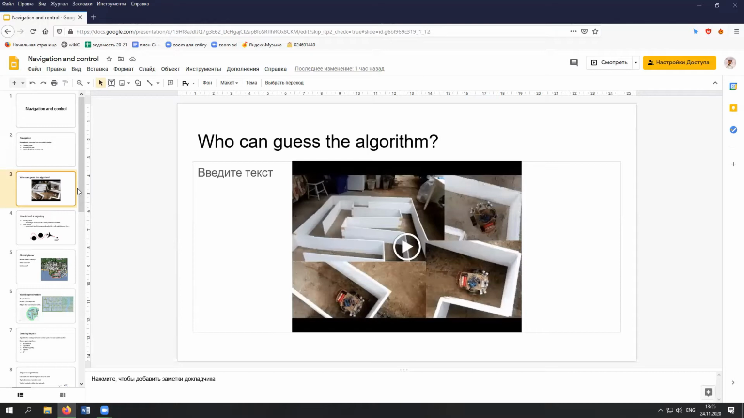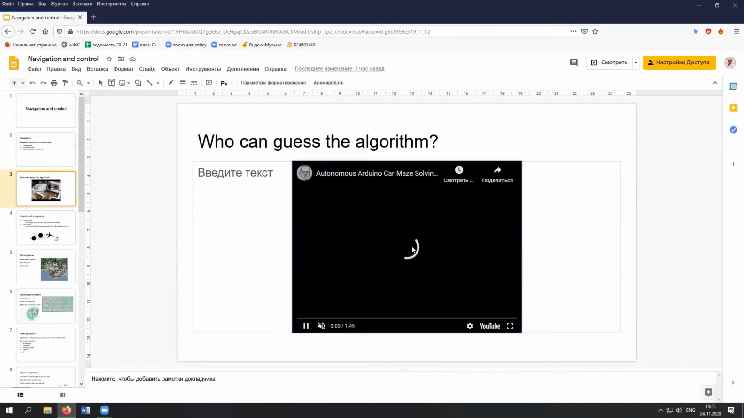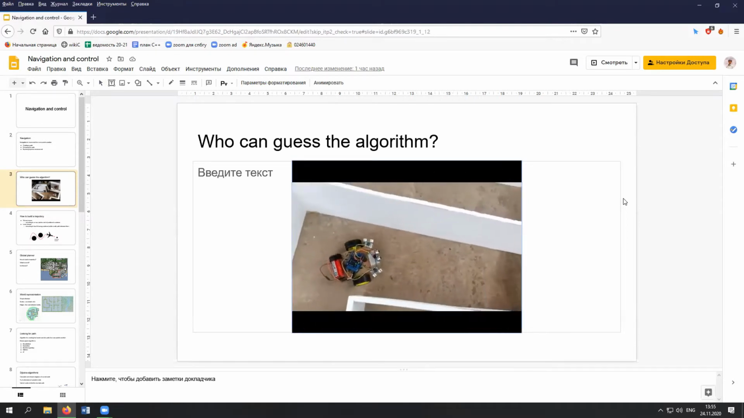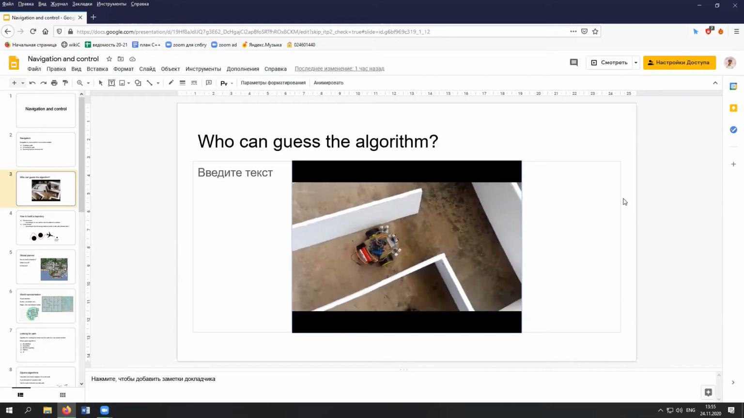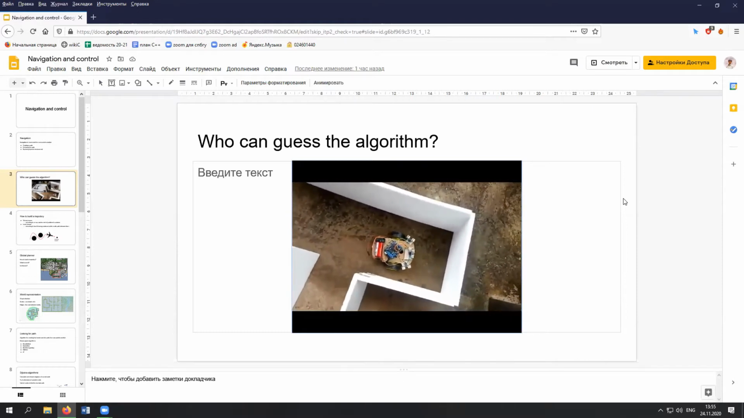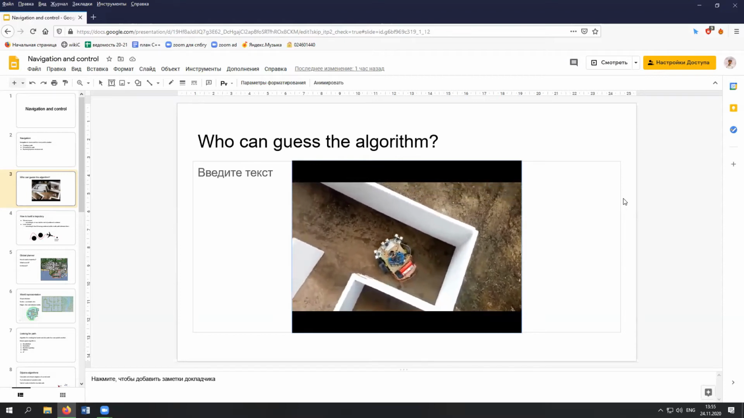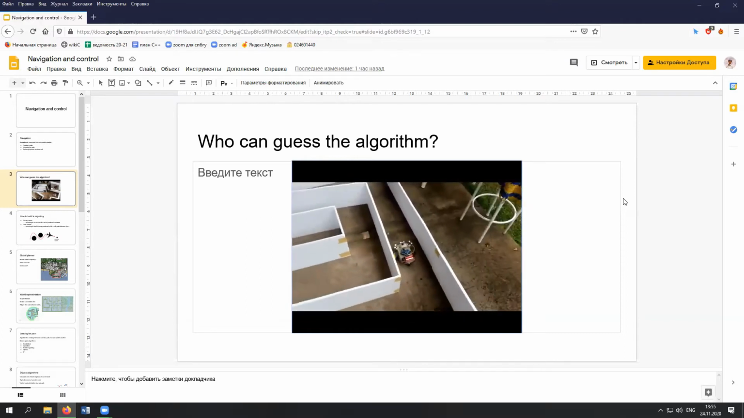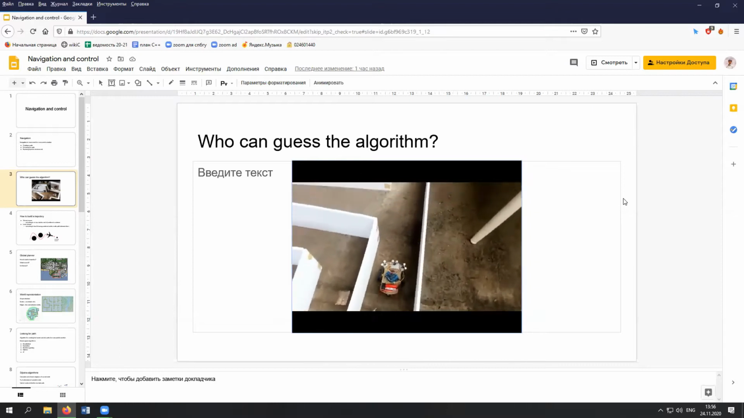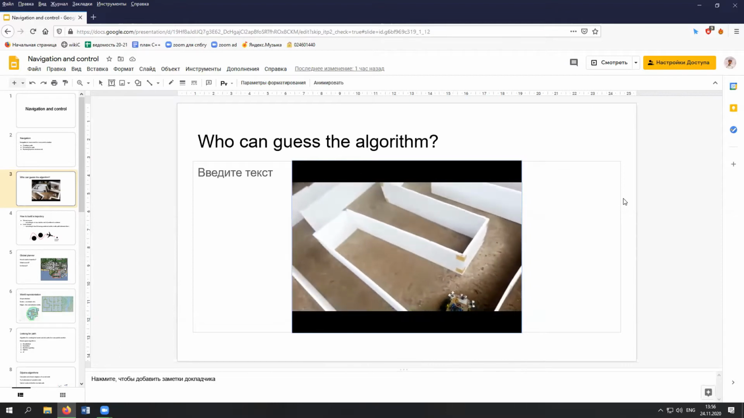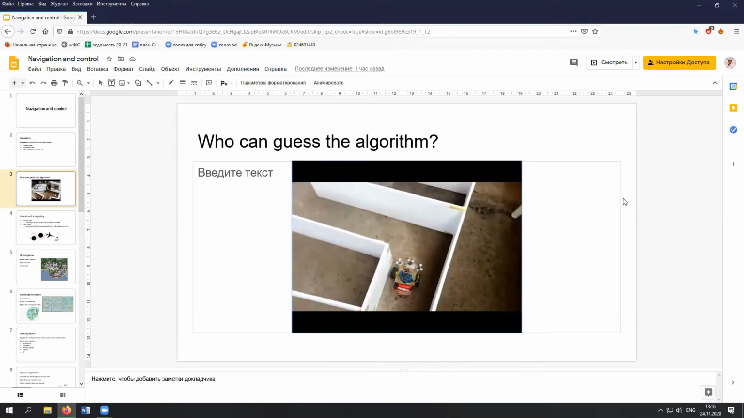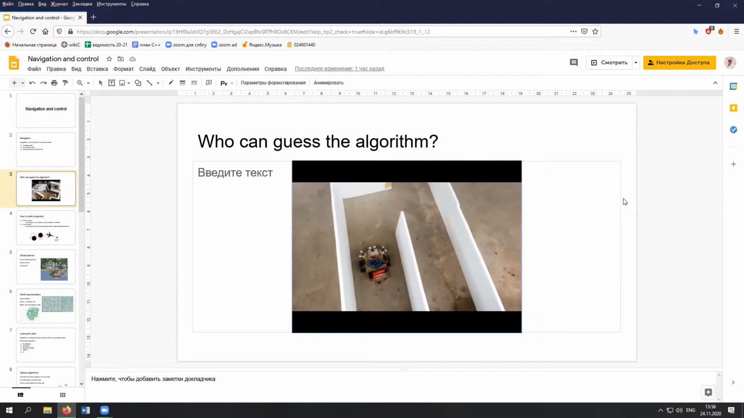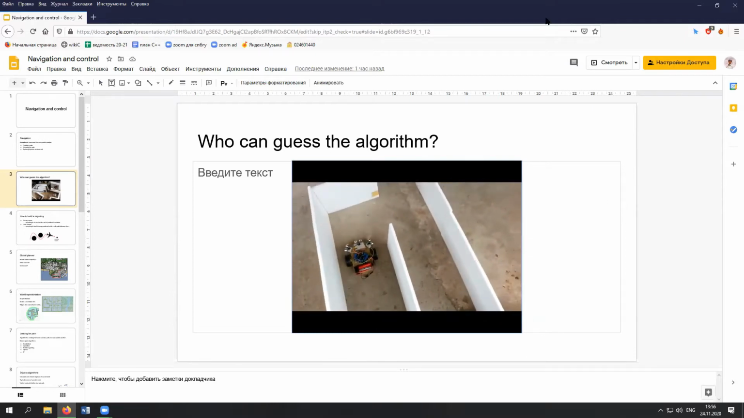Well, the easiest problem where you can face the navigation problem is finding the exit in the maze. And I guess if you watch precisely how this robot behaves, I think you will find out which algorithm it uses to find the exit from the maze. Let's look at it. We don't know if it builds a map. We don't know anything. We just can guess. If you find out, you can write your idea in chat.